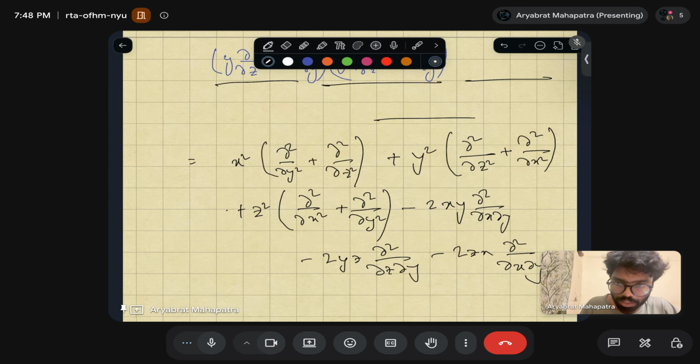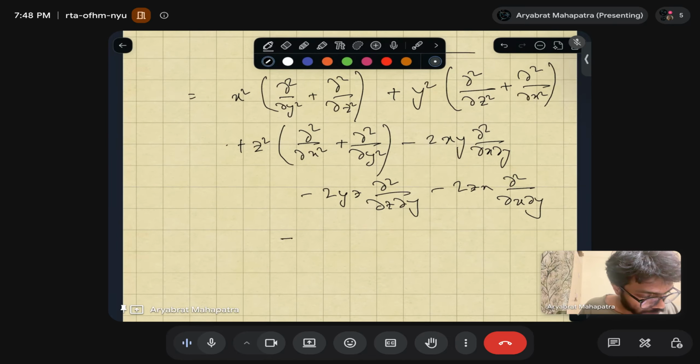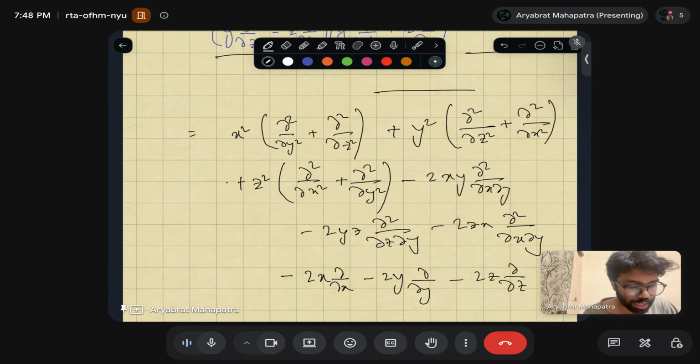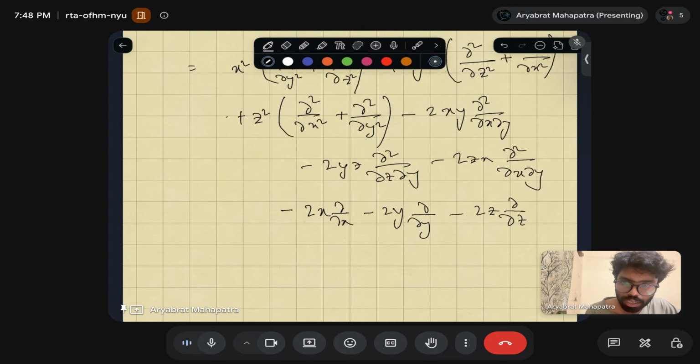So you are getting this, right? And also, probably you will have more terms, like 2x del x, 2y del y minus 2z del z. So this is what you will have in total when you expand L square. So you are getting this, right? Yes. Then it is fine.